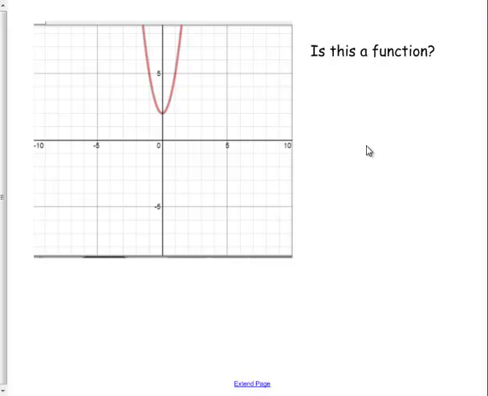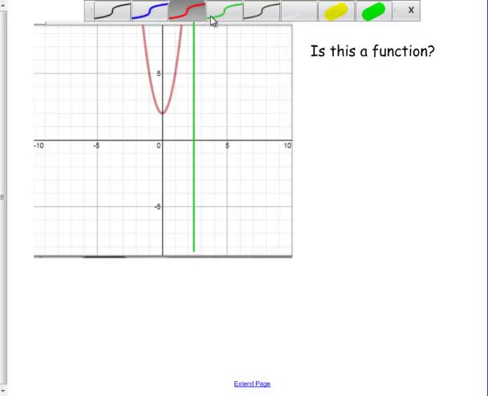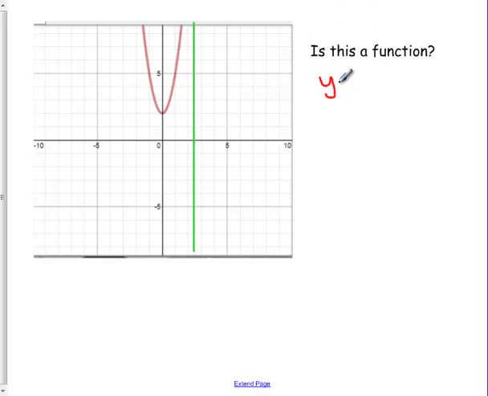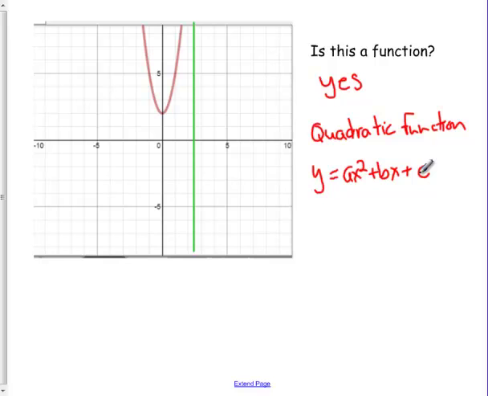Is this a function? Here's our green line again. Yes, it is. It passed the vertical line test. No matter where I put it, it only hit the graph once. Anybody know what kind of function this is? Right, this is your friend, the quadratic function, in the form y equals ax squared plus bx plus c. All your factoring fun.